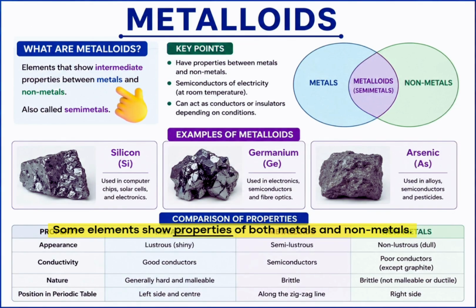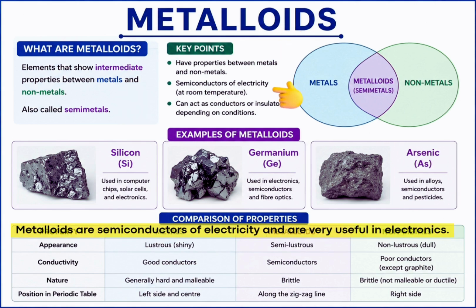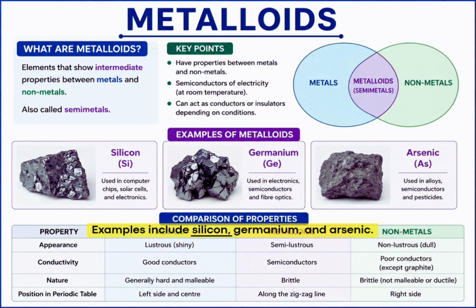Some elements show properties of both metals and nonmetals. These are called metalloids. Metalloids are semiconductors of electricity and are very useful in electronics. Examples include silicon, germanium, and arsenic. Silicon is widely used in computer chips and solar cells. In the periodic table, metalloids lie between metals and nonmetals.